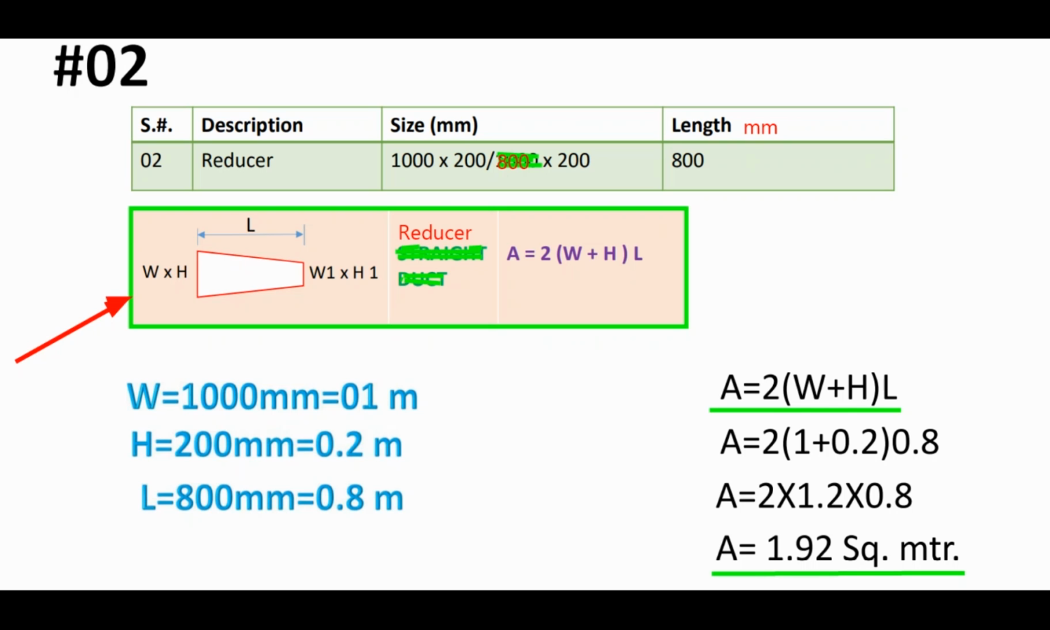Let us convert these values from millimeter to meter. Then width equal to 1000 mm will be 1 meter, h equal to 200 millimeter will be 0.2 meter, length 800 mm will be 0.8 meter. As we know, the area equals 2 times (width plus h) into L. When we apply these values in this formula, we get a result: area equal to 1.92 square meter.